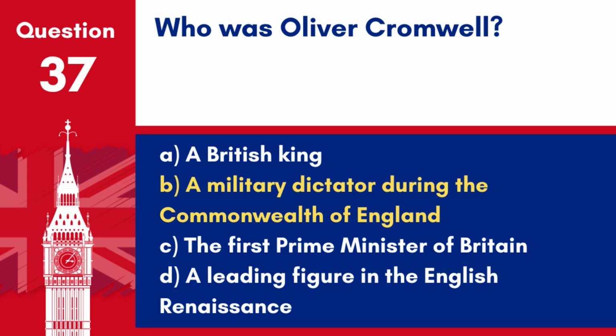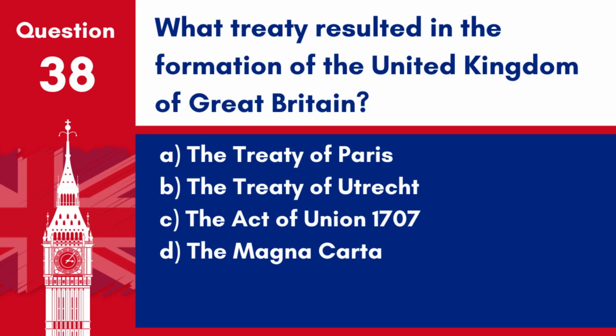Answer: B. A military dictator during the Commonwealth of England. Oliver Cromwell was a political leader and military dictator who led the Parliamentarian victory in the English Civil War and ruled as Lord Protector. Question 38.